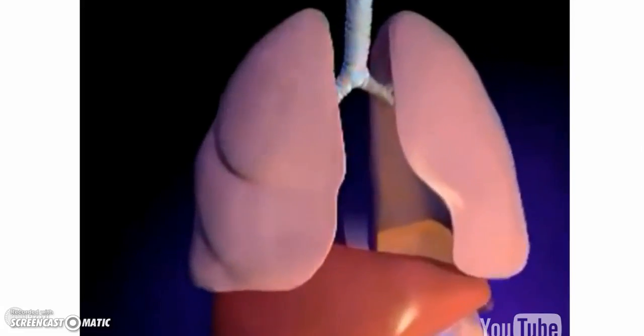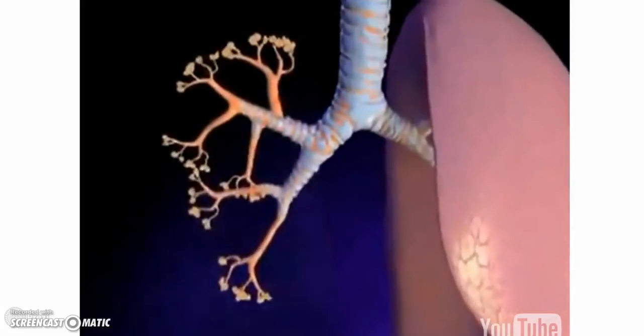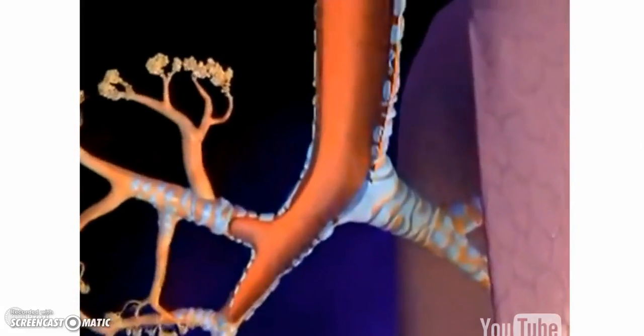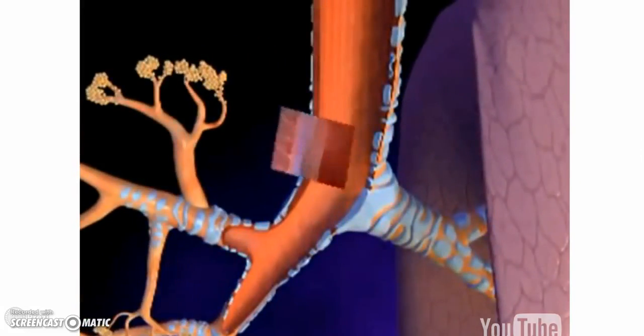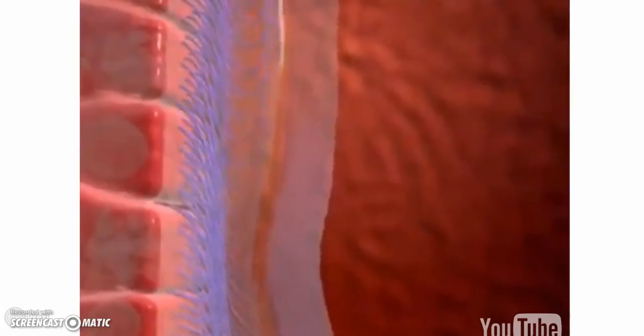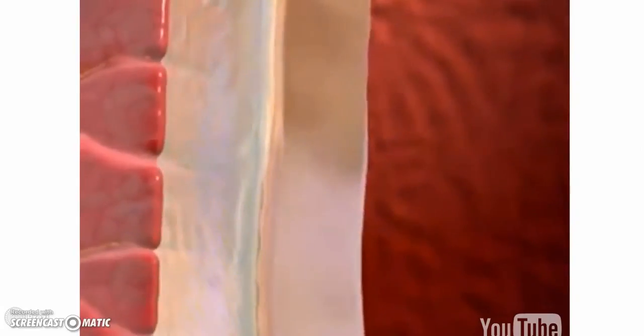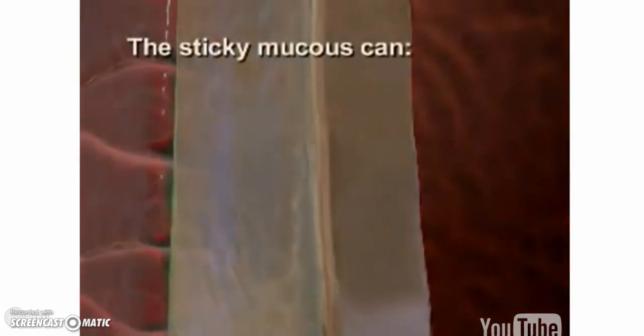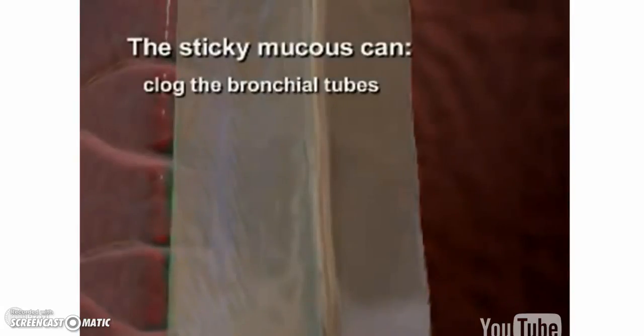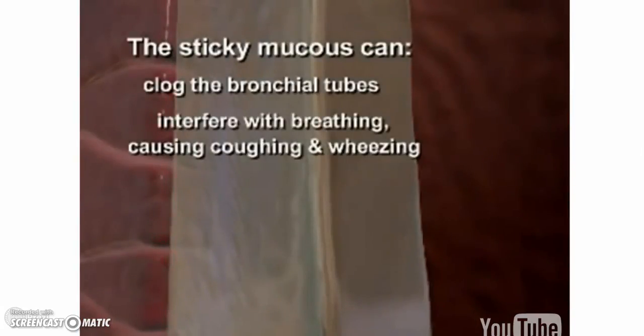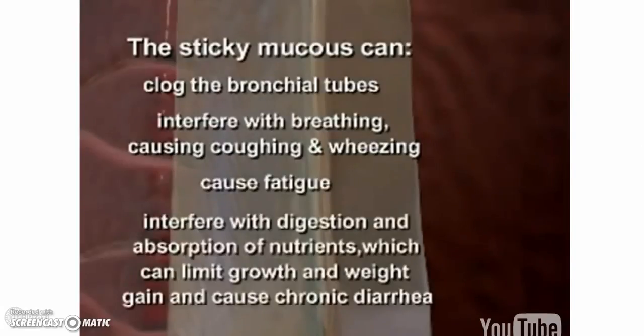Normally, the epithelial cells release a slippery layer of mucus that captures dust and germs and acts as a lubricant. A person with cystic fibrosis inherited a gene that causes the epithelial cells to produce a defective protein. That protein leads to the formation of thick, sticky mucus, which causes many serious problems. The sticky mucus can clog the bronchial tubes, interfere with breathing, causing coughing and wheezing, cause fatigue, and interfere with digestion and absorption of nutrients, which can limit growth and weight gain and cause chronic diarrhea.